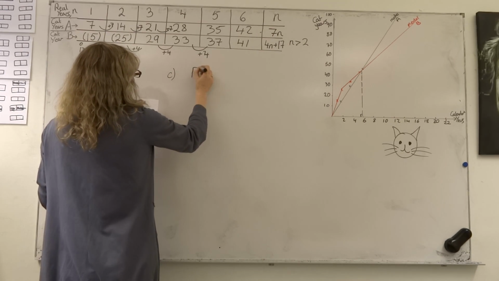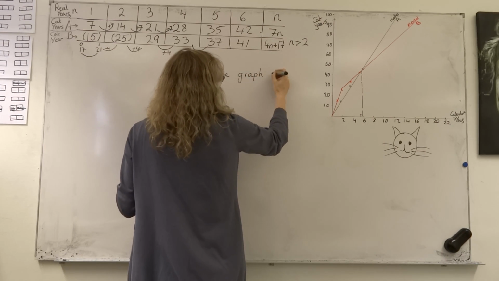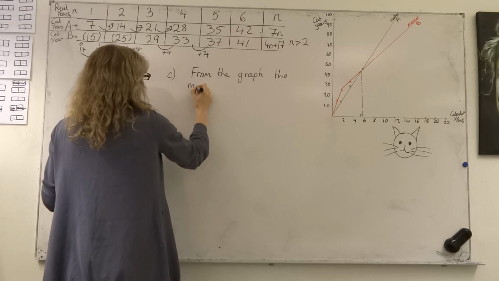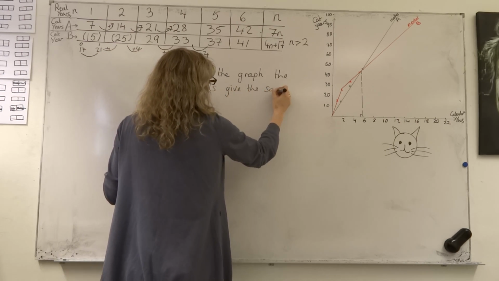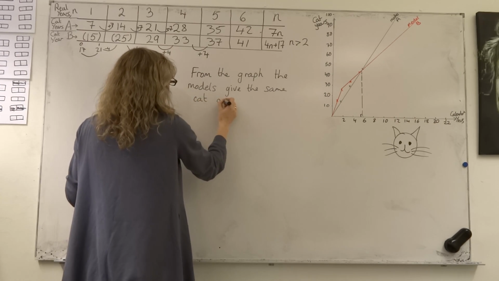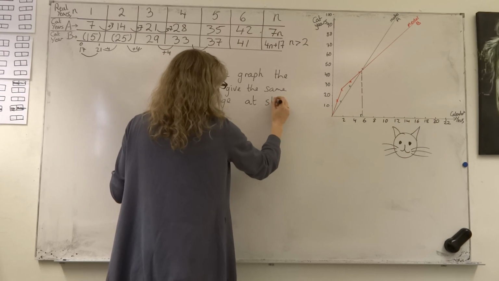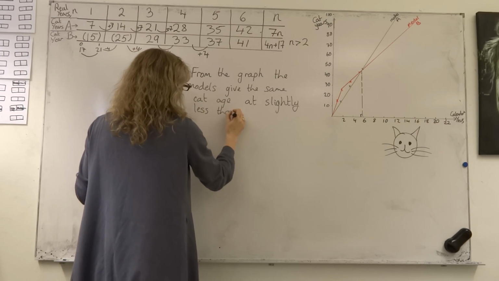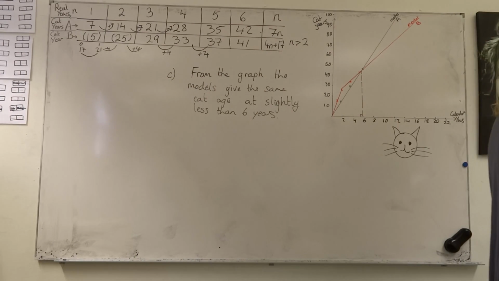We can see from the graph the models give the same cat age at slightly less than 6 years. But it also says, and that can give you quite a lot of points, but it says exactly.